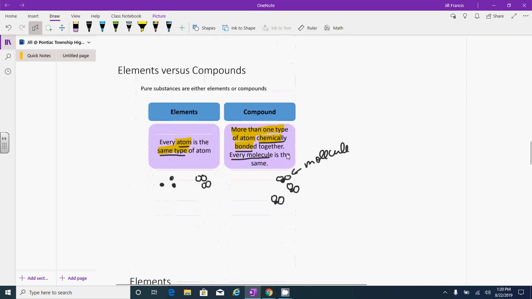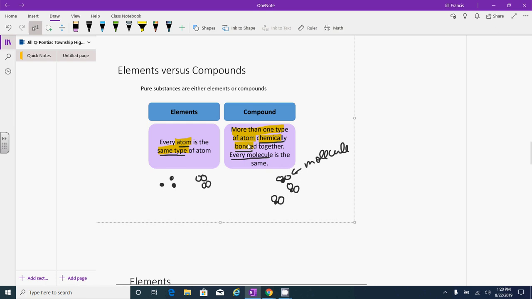Then elements versus compounds. Elements, every atom is the same type. So you can see here if these are carbon, every atom is black, the same size, same shape. Over here, if we have hydrogen, each hydrogen molecule has two atoms hooked together, but they are all the same.